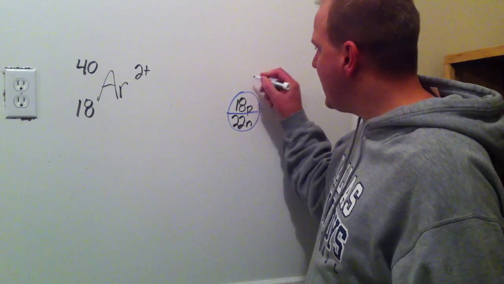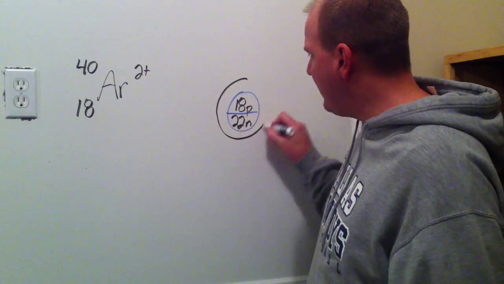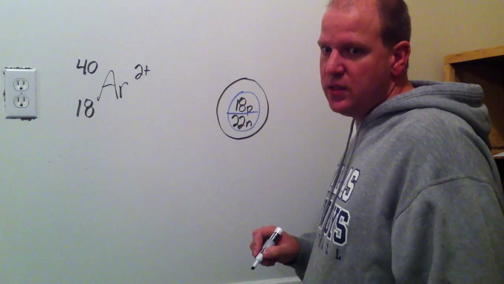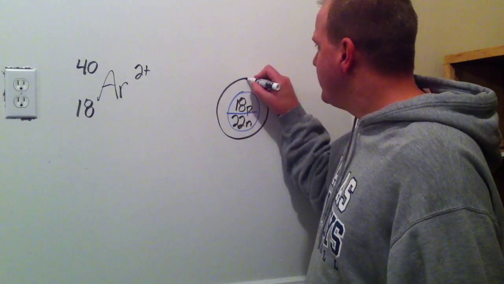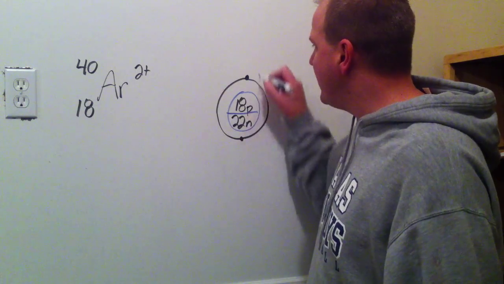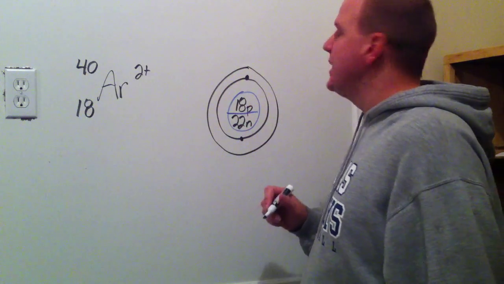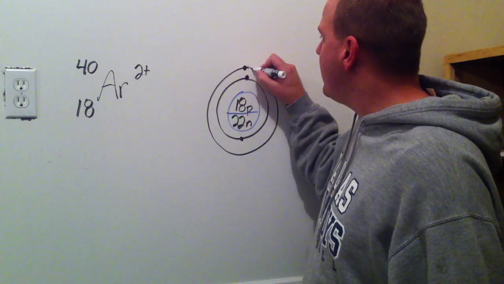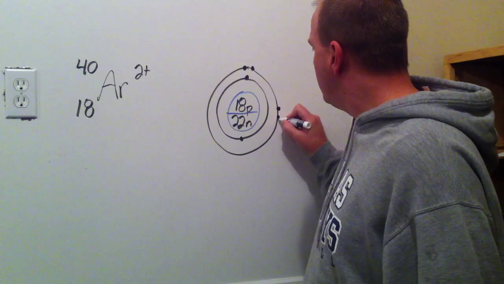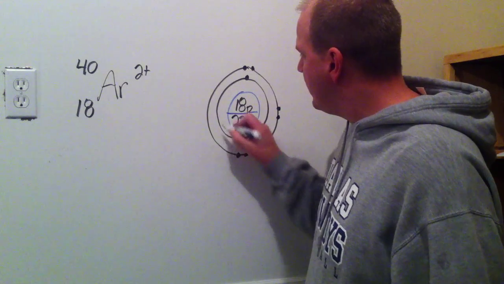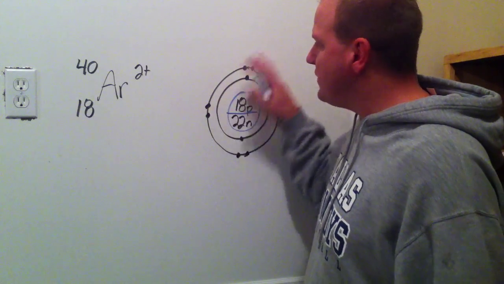So we start off with the first cloud. How many can my first cloud hold? Yes. 2. That's right, 2. So we hold 2 electrons in that first cloud. So I go to my second cloud. My second cloud can hold how many? 8. So I'm going to go ahead and put all 8 in there. 2, 4, 6, 8. So I have a total of 10.